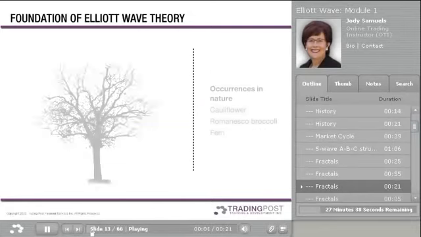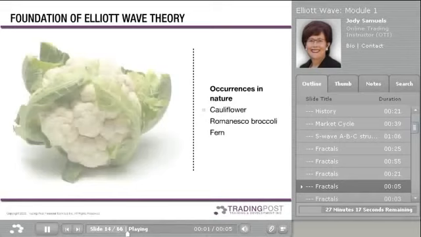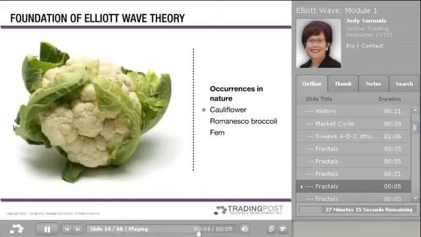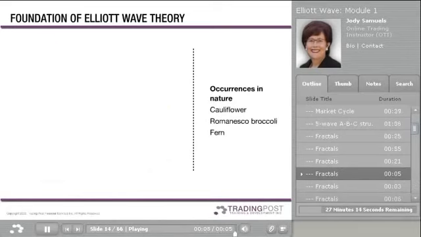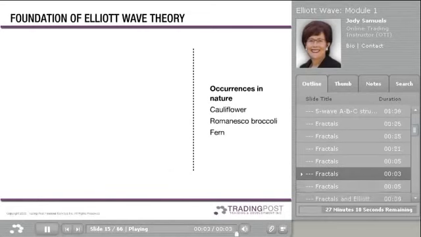A branch of a tree is often used as an example. The branch is similar to the whole tree, and if you break a twig off the branch, the twig is similar to the branch. In a true mathematical fractal, this scaling goes on forever. Fractals become clear when we look at occurrences in nature. Examples of fractals in nature are cauliflower and the Romanesco broccoli and the fern.